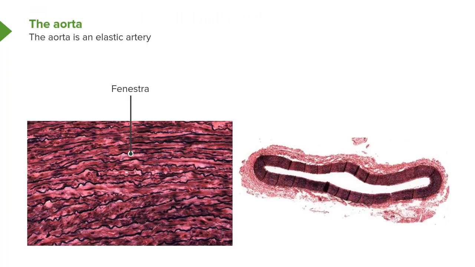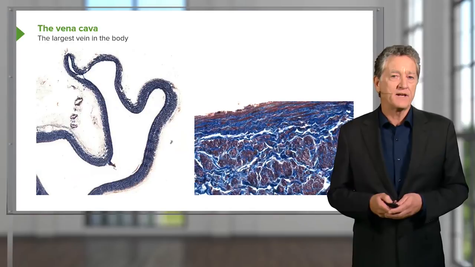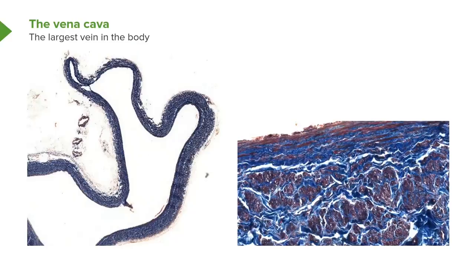Now here's a large vein, the vena cava. You know it's a vein because look at the image on the left-hand side. It's got a large lumen, but the wall's collapsed. Look at the thickness of the wall relative to the lumen. Totally different to what you see in a large artery.